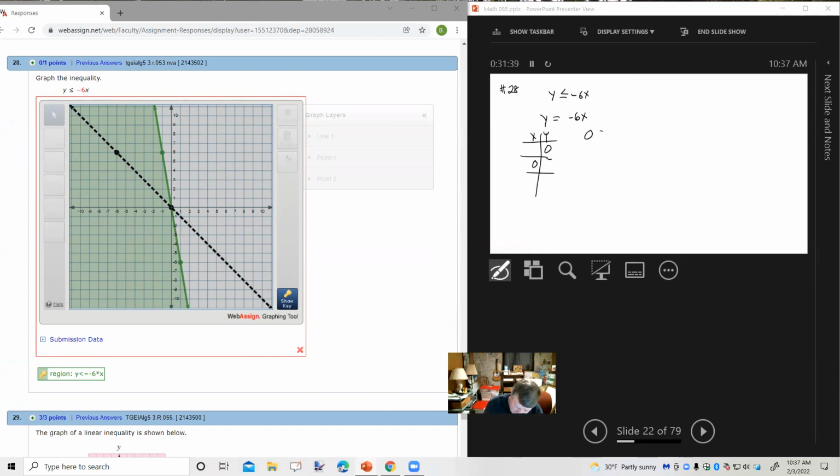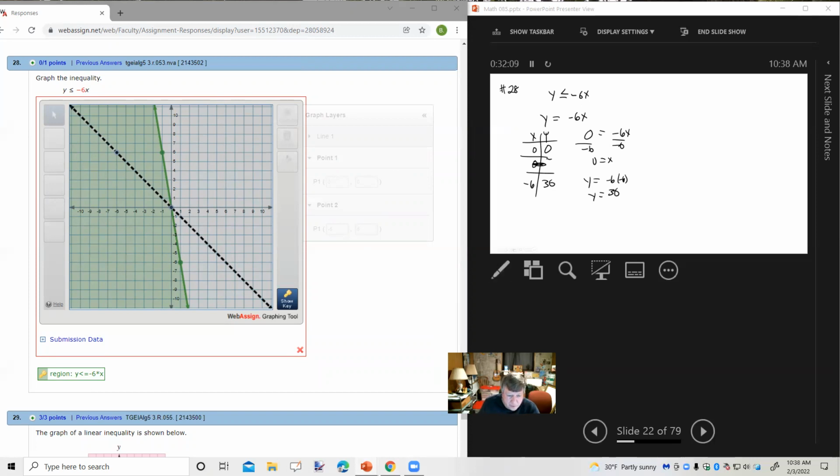If y is 0, 0 equals negative 6x, divide both sides by negative 6, x equals 0. This goes through the origin, so now we'll need to find another point. And what I want to do is look and see the points that they found. Negative 6, 6. Okay, so they used 0 and negative 6. If x is negative 6, y would be 36, which is off the graph. So let's pick something smaller.